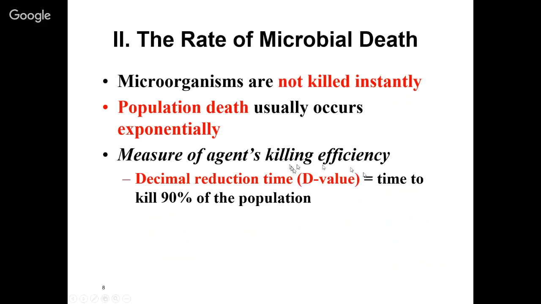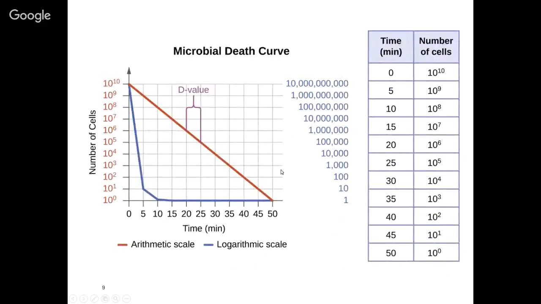Okay, and then the D value is the decimal reduction time, so the time to kill 90% of the population. So 0.90 is going to be, because when you convert 90% to an actual number, it's just 0.90. And then here's the graph that she showed. Do you guys have any questions about this?